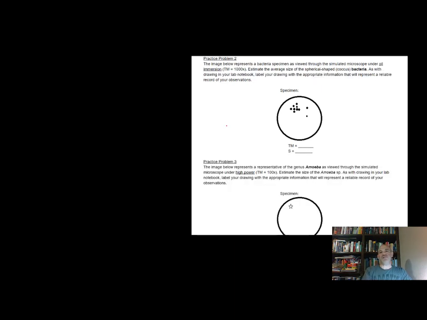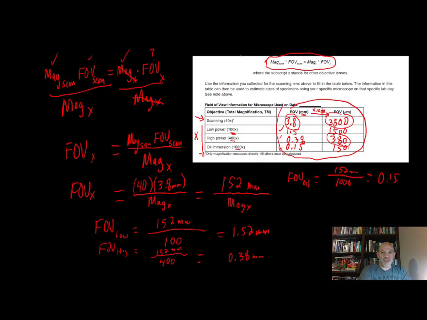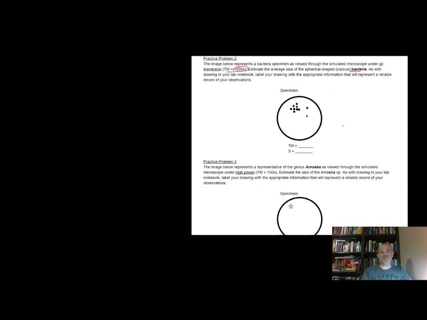Practice problem number 2. This is bacteria, so you would label it bacteria, and this one is under oil, so your total magnification is 1,000. So on that one, you're going to need to use what we figured out for the diameter of the field of view for oil, which is 150 micrometers. Now these guys are pretty small, so I'm going to give you a strategy for this one. When they're really tiny, it's even hard to estimate.